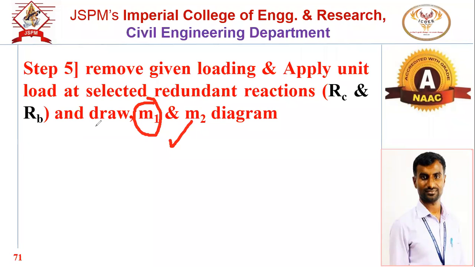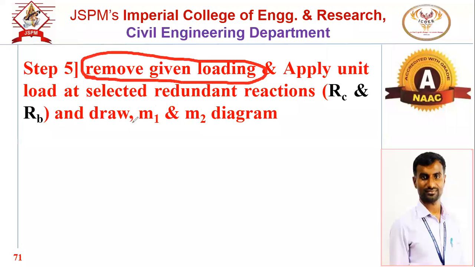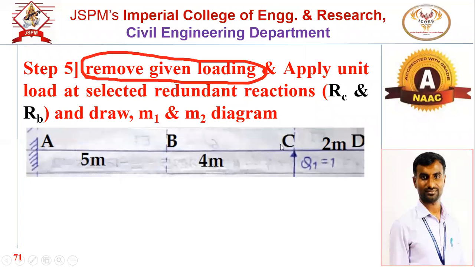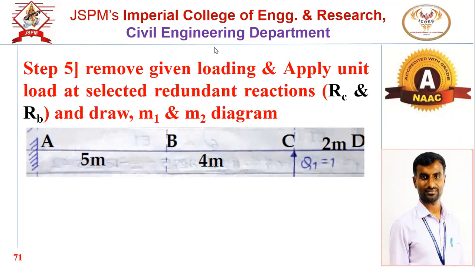Sir, remove one redundant reaction and apply a unit load there. Yes. But before that, one point is important: remove the given loading on the beam. Then we have to remove the support reaction at C and apply the 1 kilonewton load. So apply Q1 is equal to 1. In short, we have to perform Q1 is equal to 1, removing the given loading. So this is our M1 diagram.